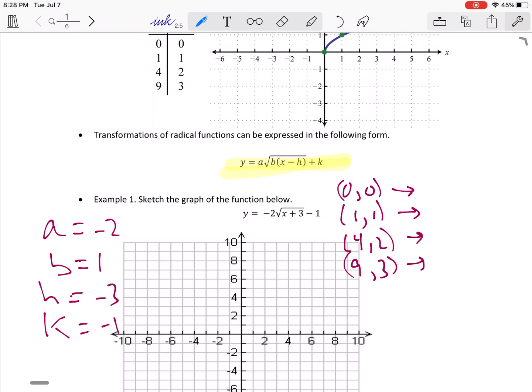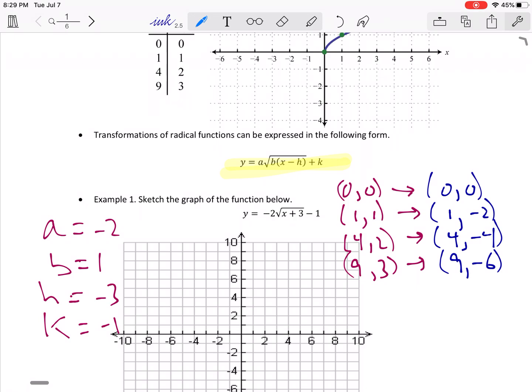So what we're going to do here is change our y values by multiplying them by negative 2. Okay, so this one's still going to be 0, 0. We've got 1, negative 2. We've got 4, negative 4. And we've got 9, negative 6. Okay, so that takes care of that transformation.